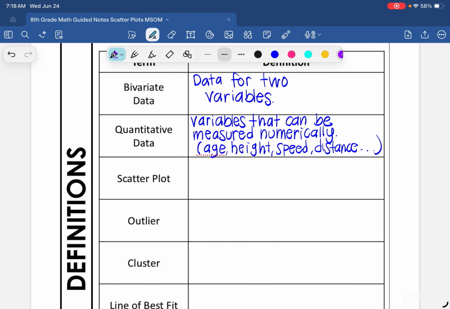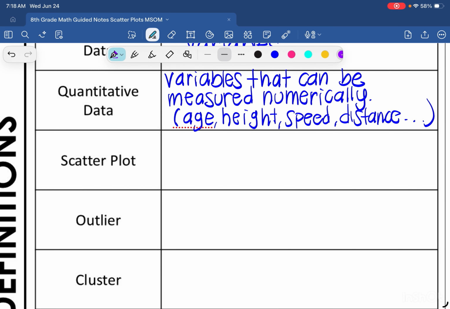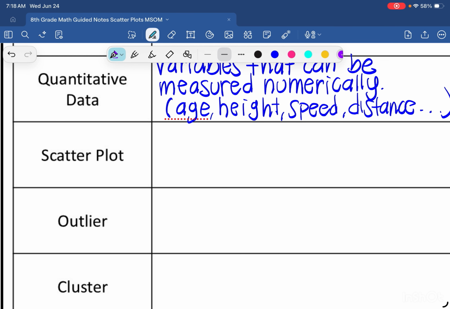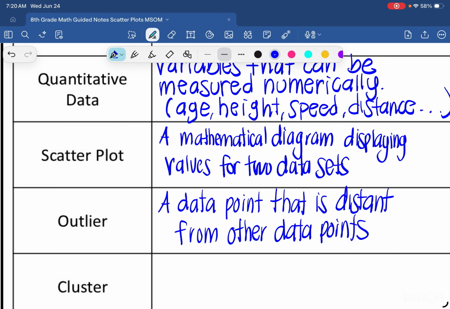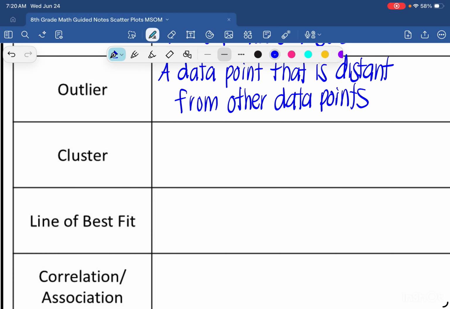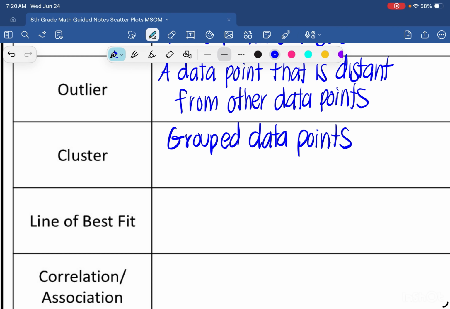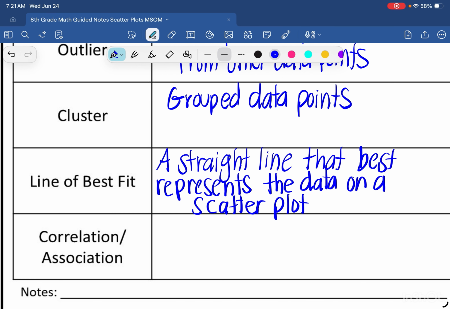Jumping back to the first page of notes to finish up these definitions. A scatter plot is a mathematical diagram displaying values for 2 data sets. An outlier is a data point that is distant from other data points. Cluster is grouped data points. Line of best fit is a straight line that best represents the data on a scatter plot. And correlation or association is a way to describe strength and direction of the relationship between 2 variables.